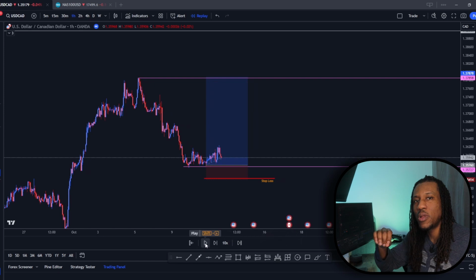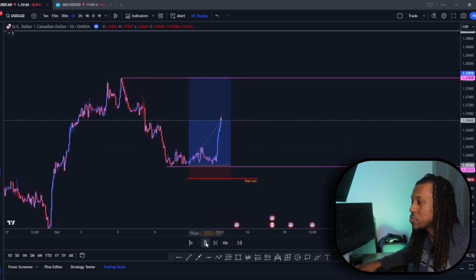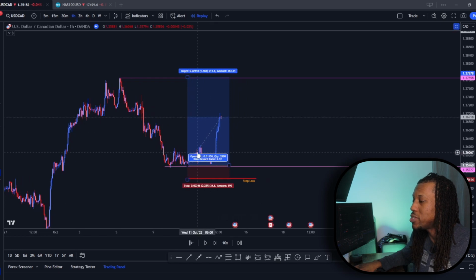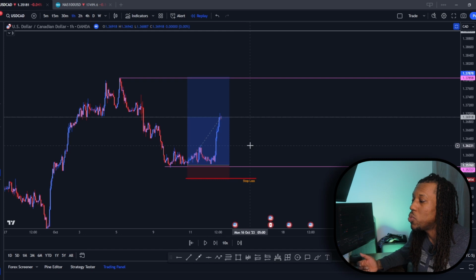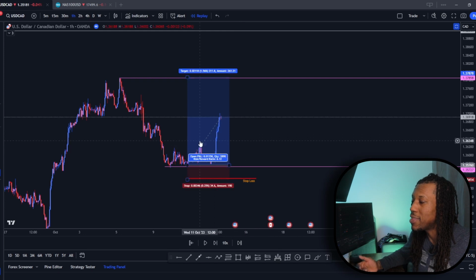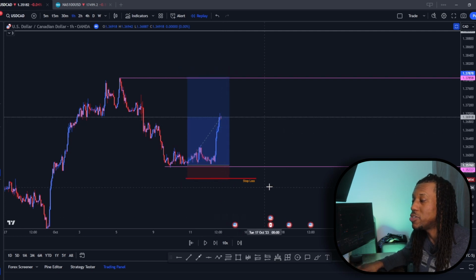So in this example, I'll be moving it based on the structure being created. So we're going to be moving it under each higher low that's being created in the market. All right, so we see price has broken this high right here. Now, based on price breaking that high, we want to wait for price to create a higher low. Then we'll move our stops to first break even underneath this structure right here.